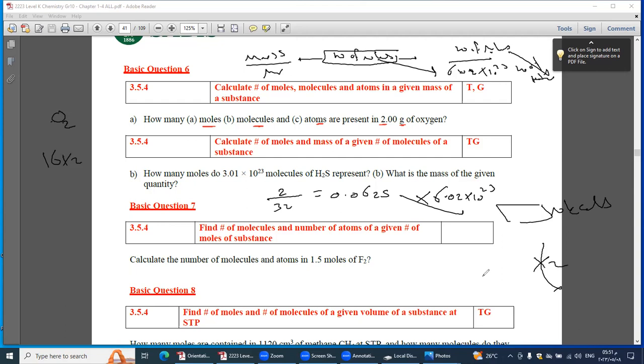Why do we multiply by 2? Because we have the number of molecules of O2. This is the number of molecules. How many atoms in O2? 2. So the first thing is mass over molar mass. The molar mass is 32, not 16, for O2, to get the number of moles. Number of moles multiplied by Avogadro's number gives the number of molecules. Number of molecules multiplied by the number of atoms inside the molecule, which is 2, gives the atoms.